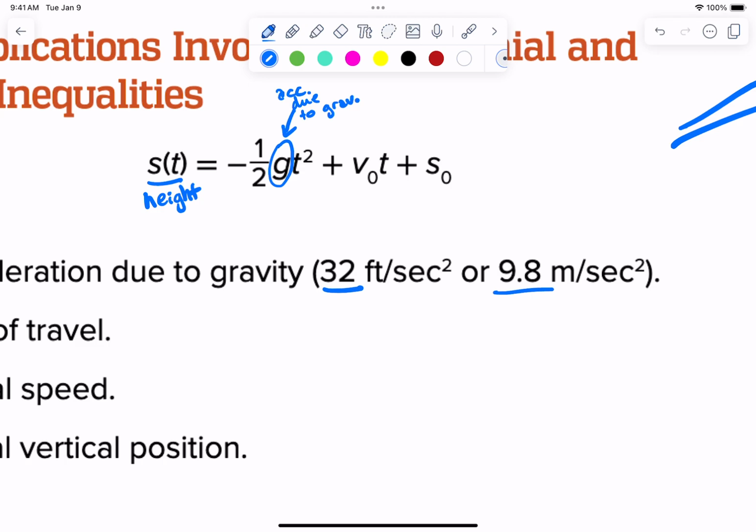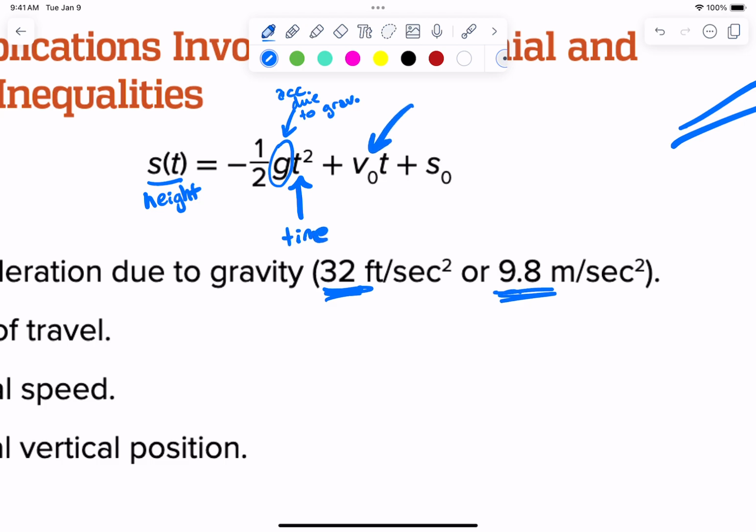All right, Kens, we're on this part where we're writing what the variables in this equation mean. We have height over here. G is acceleration due to gravity. They give you feet per second and meters per second. T is time. This is like my x variable, so I have time going on here.